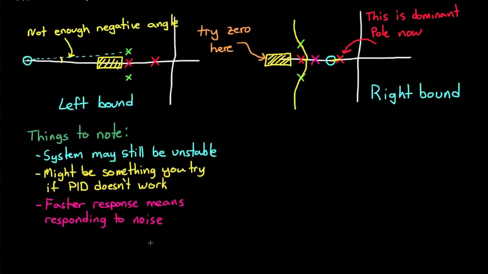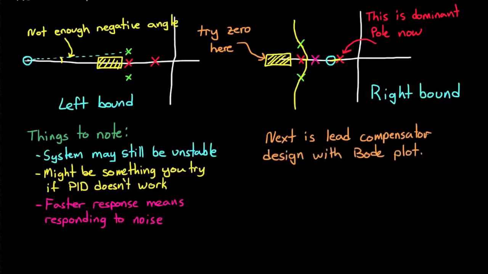But now that you know the benefits and drawbacks of using a phase lead compensator, you should be better equipped to determine whether your system requires one or not. In the next video, we're going to tackle this exact same problem, but we're going to use the Bode plot instead of the root locus.